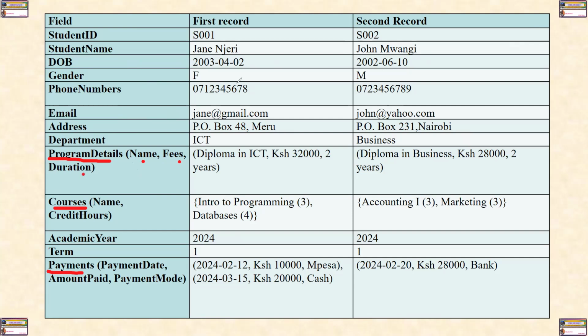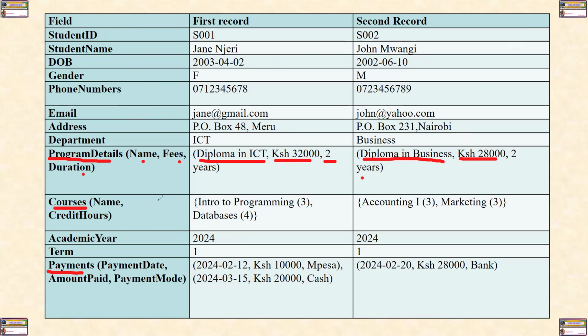For example, for Jane, under the program details, you can see in this field, we have the course that the student is taking, diploma in ICT, the amount of fee that this student is supposed to pay for this diploma. And we have the duration, 2 years, all put together. For John, in this field, we have the diploma the student is taking, diploma in business, the total cost, 28,000, and the duration, all put together.